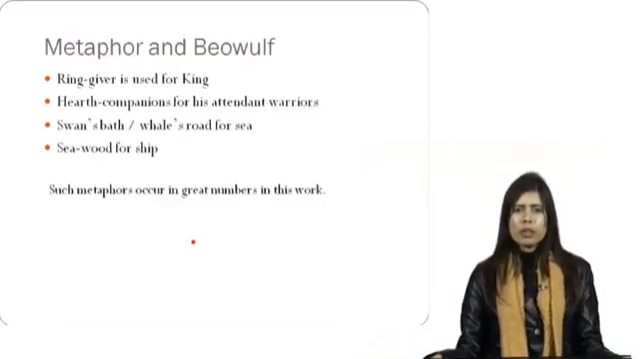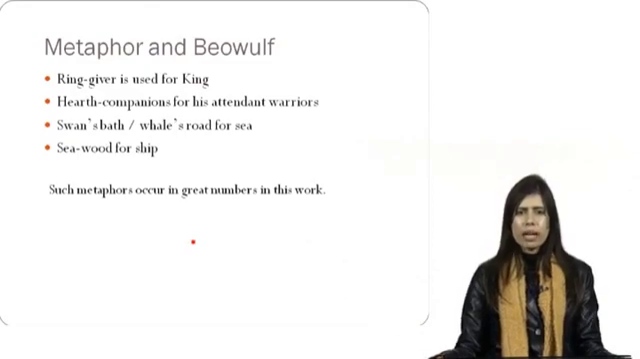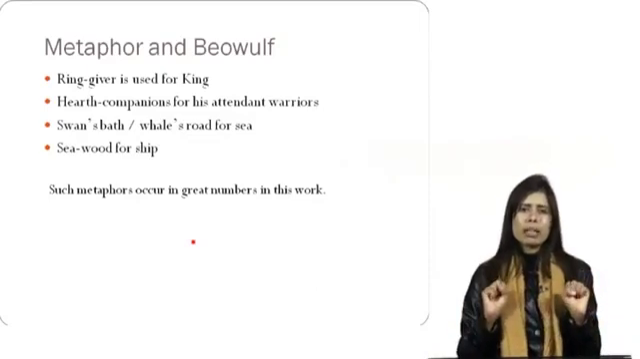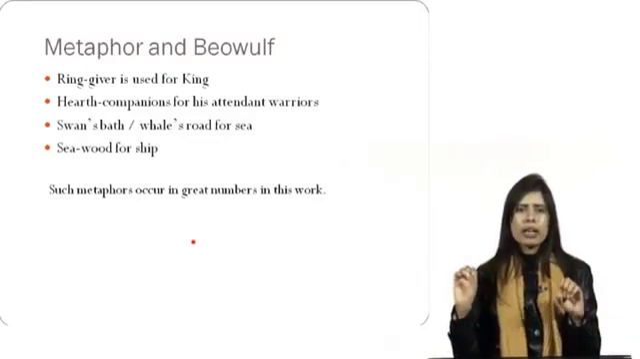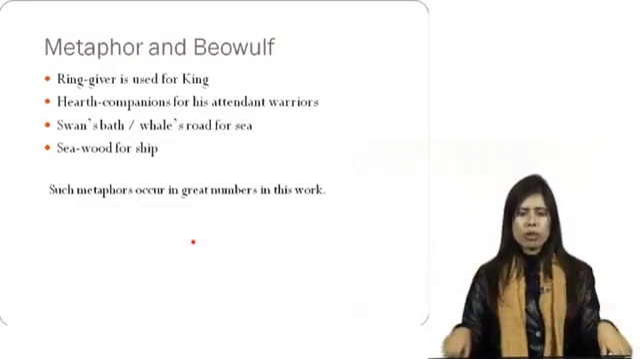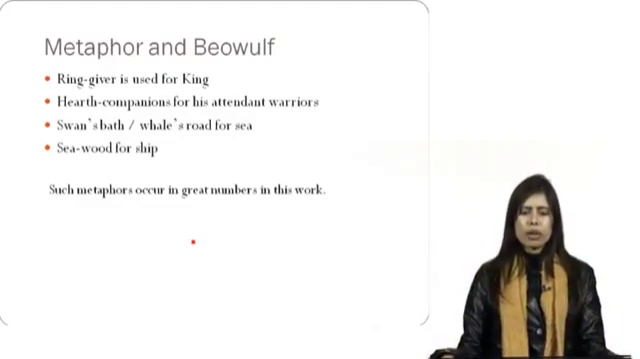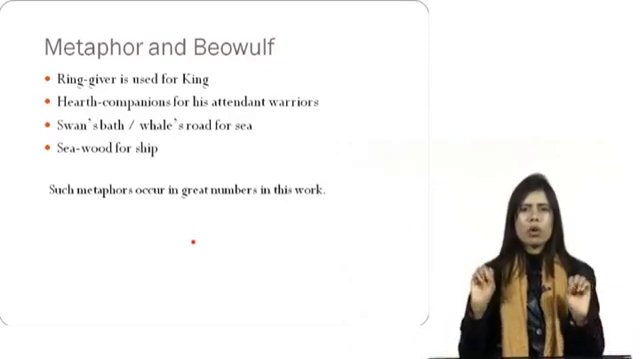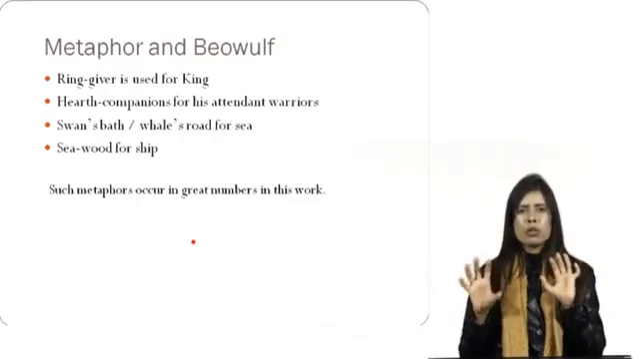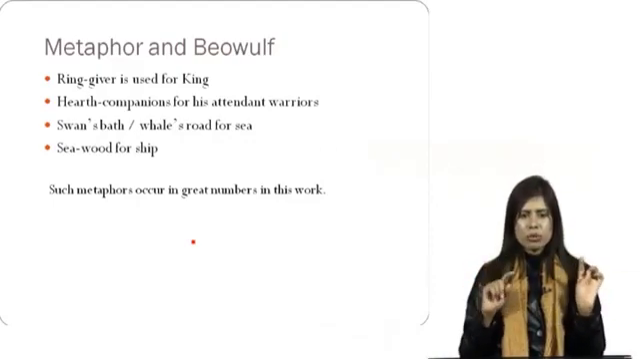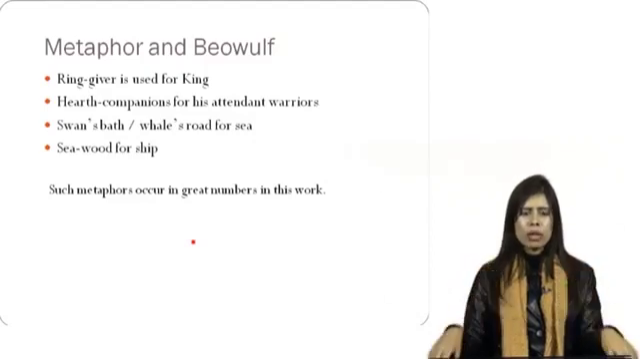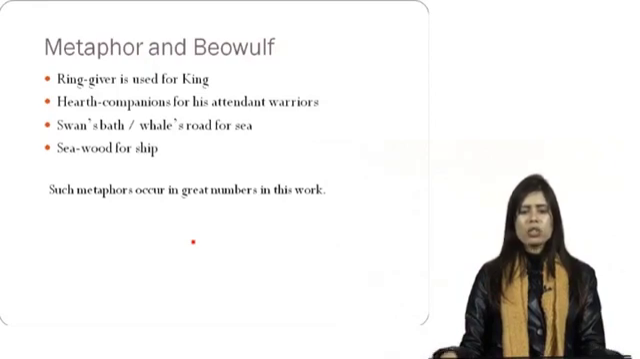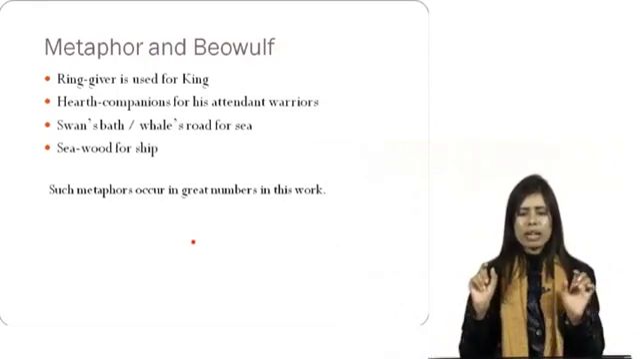Metaphor, this is another literary device which is commonly used by the poets and the writers as well. Fine. So what you have to keep in mind is that the tradition of the metaphors was started in Beowulf. Okay. So ring giver is used for king. The ring giver is the one who gives you something or who controls, for example, the whole country. So this metaphor is used for the king in Beowulf. The hearth companions of his attendant warriors. Fine. So hearth companion is used for the attendant warriors.